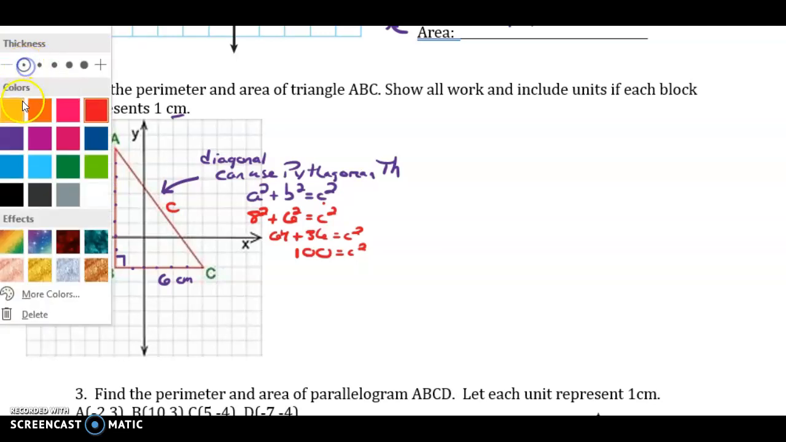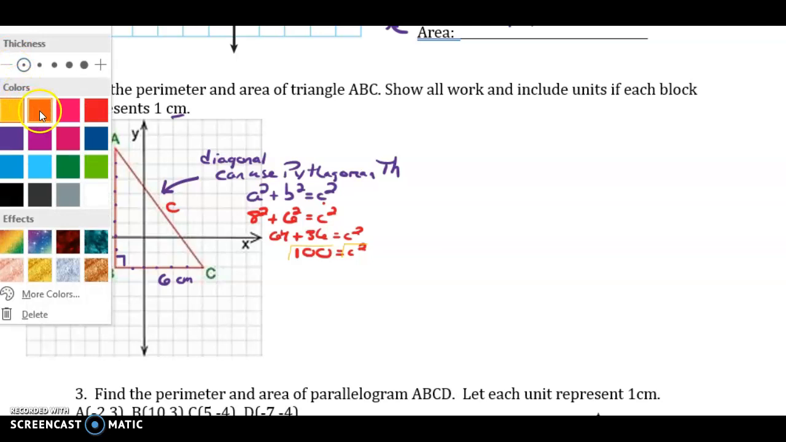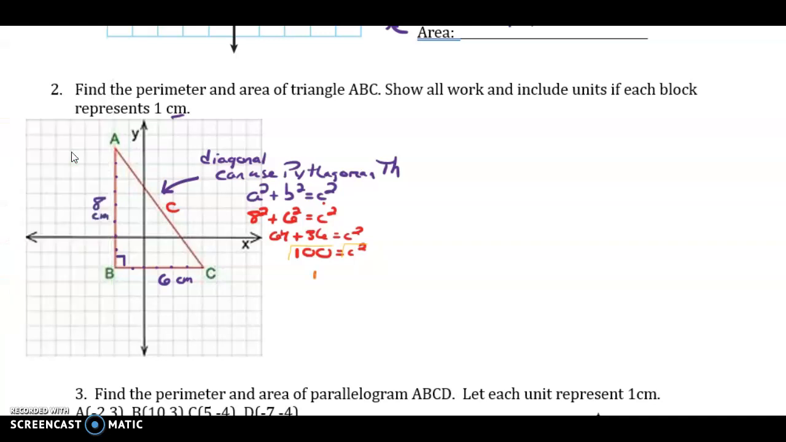Let's go with the super thin orange. So to undo that square, you're going to take the square root of both sides. Okay, so square root of 100 is going to be 10, which is equal to c. Now you can answer your questions. So let's go over here.